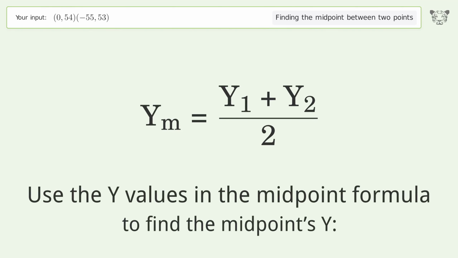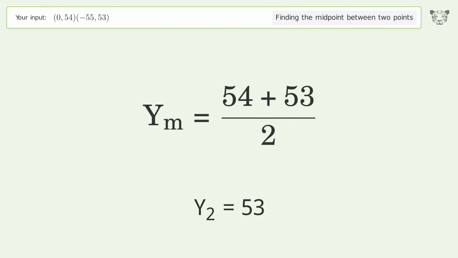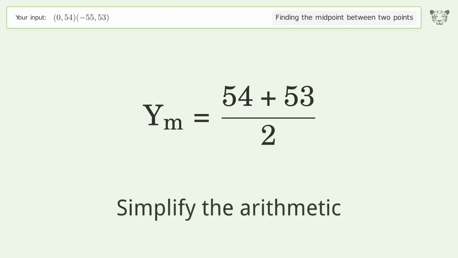Use the y values in the midpoint formula to find the midpoint's y. y1 equals 54. y2 equals 53. Simplify the arithmetic.